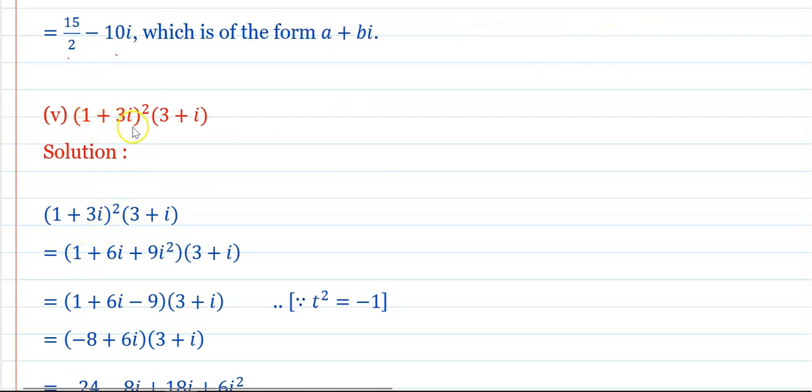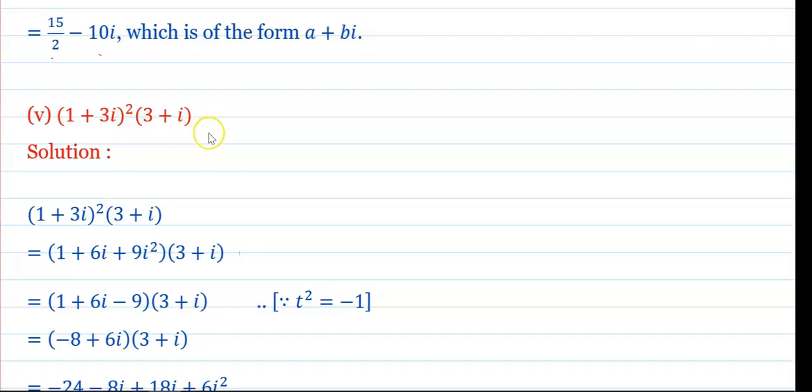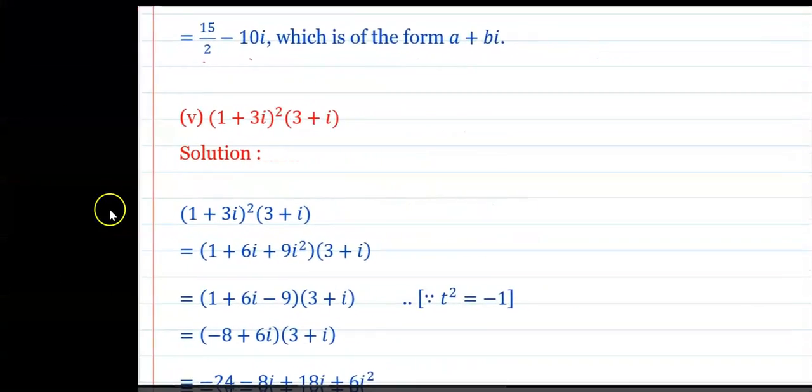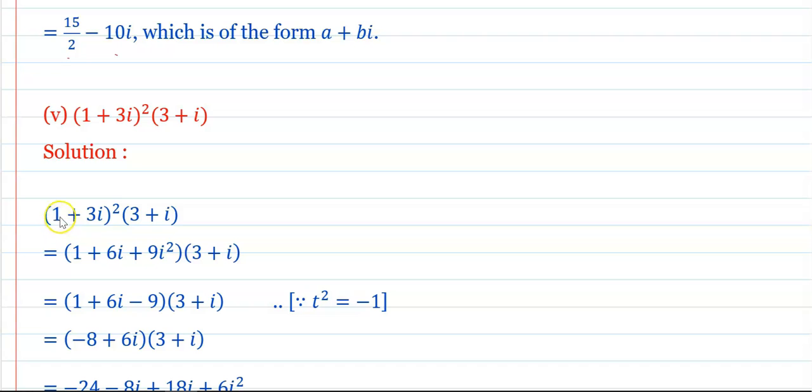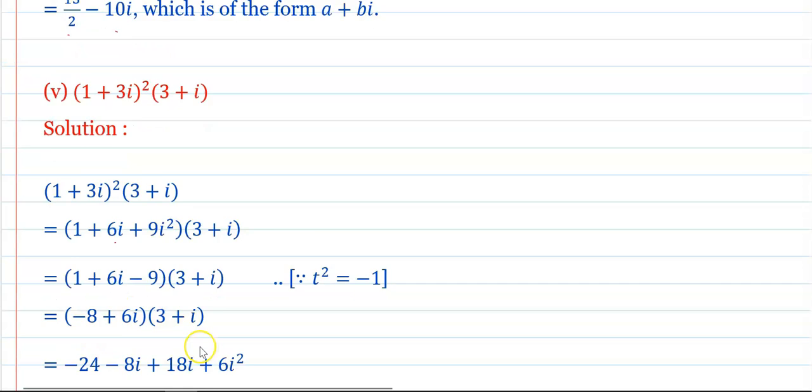Next, (1 + 3i)² into (3 + i). Now we will expand (1 + 3i)²: 1² + 2 into 1 into 3i, that is 6i, plus (3i)², that means 9i². i² means -1, which is -9, into (3 + i). 1 - 9, you will get -8 + 6i into (3 + i).